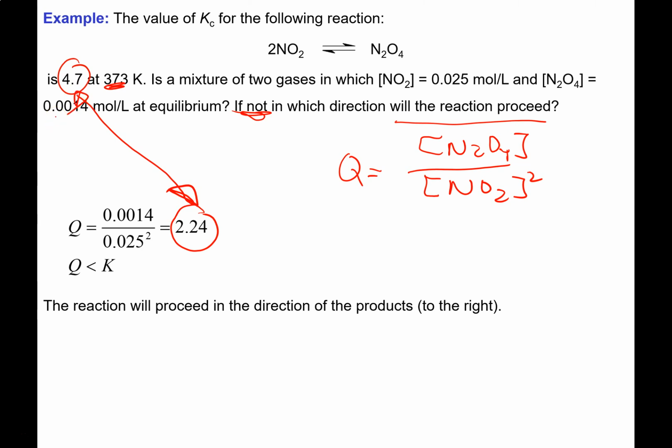So I know that the reaction is not at equilibrium, so it's going to shift to either the left or the right to come into equilibrium. As Q is less than K, that means that I don't have enough products, right? I need to make Q bigger in order for it to be equal to K. So what's going to happen is the reaction will spontaneously move in the direction of the products, or a chemist might say the reaction will move to the right.